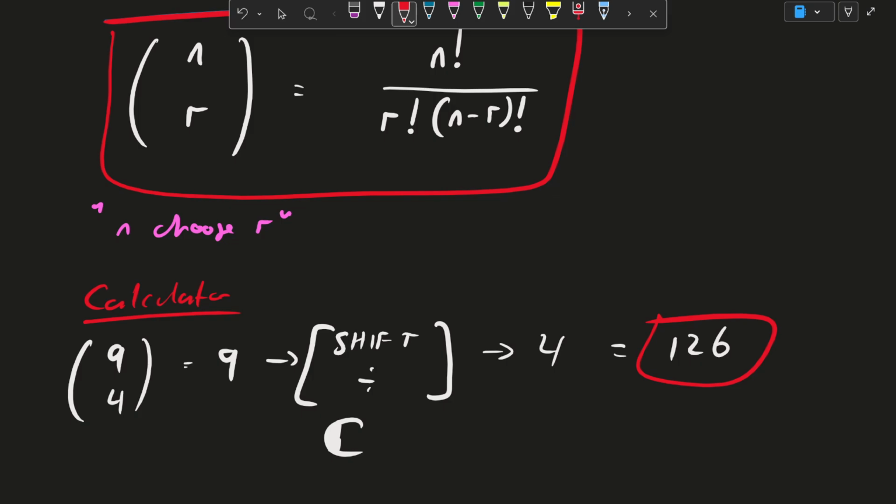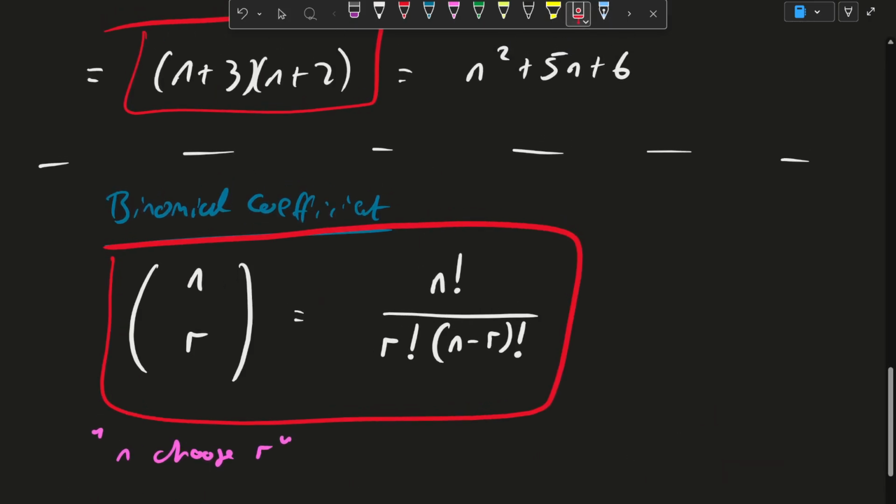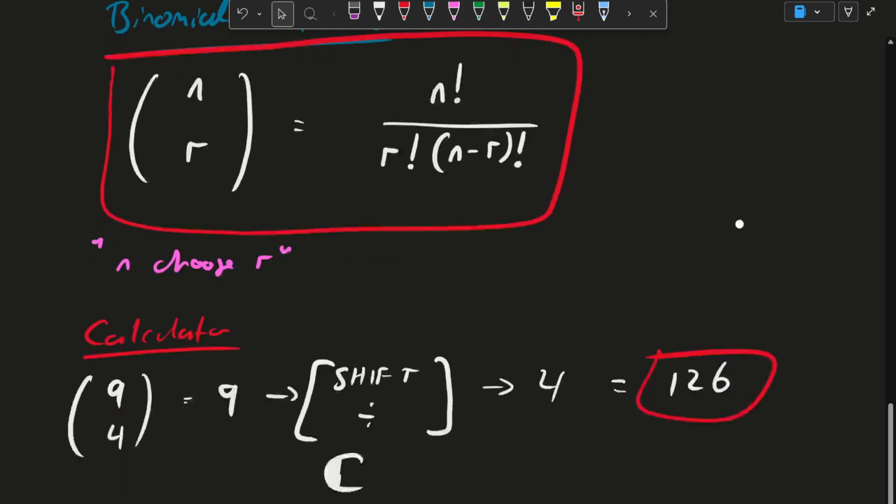So the reason I'm introducing this now and not necessarily in probability is for its name, the binomial coefficient, and I will explain why this is particularly useful in the next video.